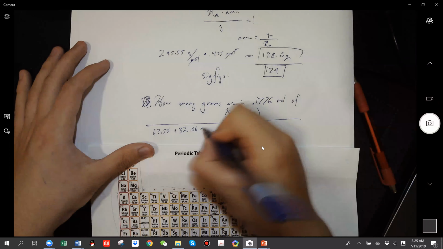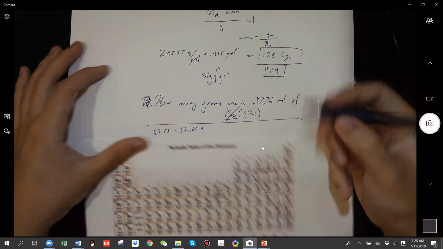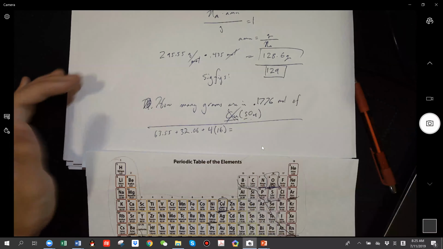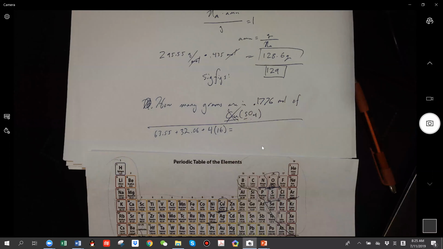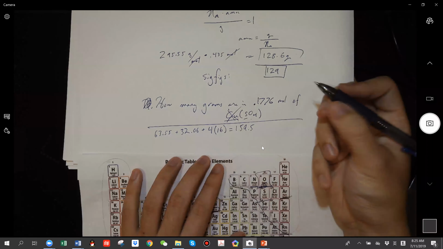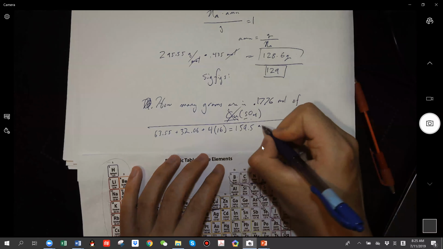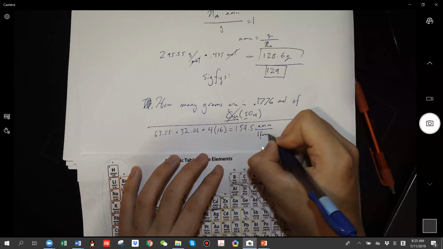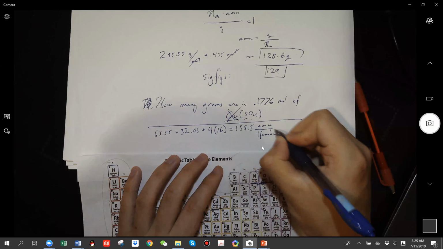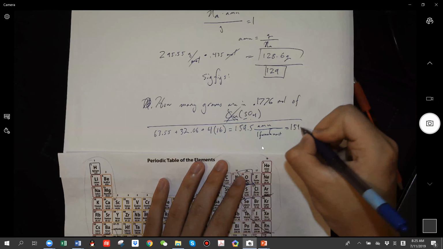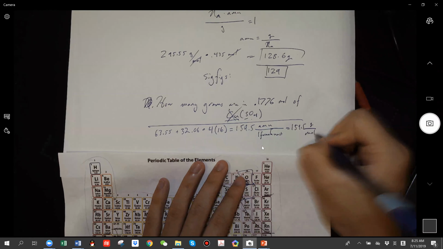And then plus, we have 4 oxygens. So we look at oxygen. Oxygen is 16. So 4 times 16. So this gets us, let me see, 159. Okay, so now this is equivalent to AMU per 1 formula unit, and then you can show that this is equal to 159.5 grams per mole. Okay?